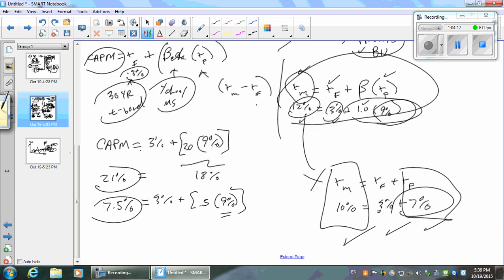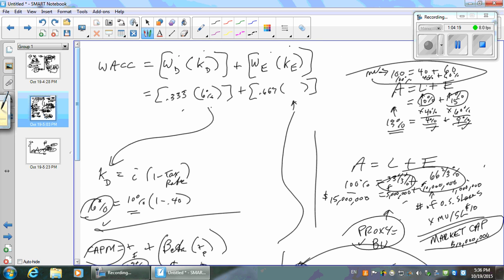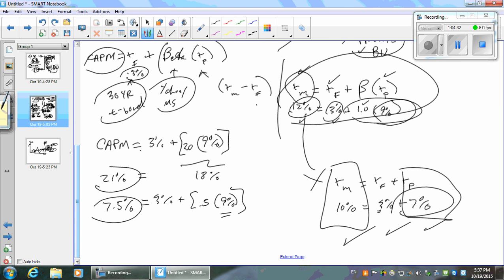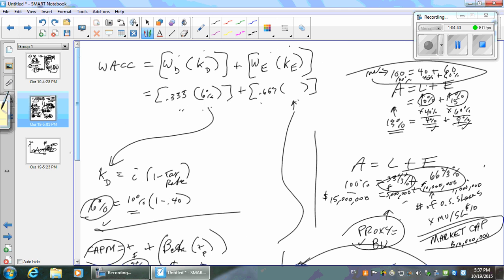We had the weight of the debt, the weight of the equity, we had KD, and what we just determined KE was. Which one should we use? Let's assume our beta is 2. What number did we come up with? When the beta was 2, what did we come up with, you guys? 21%. So let's use the 21%, okay.